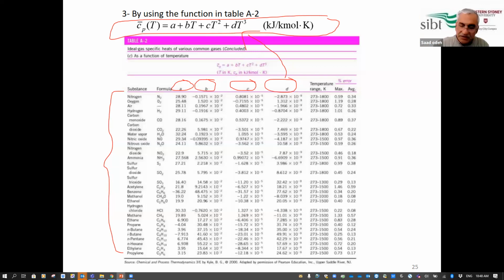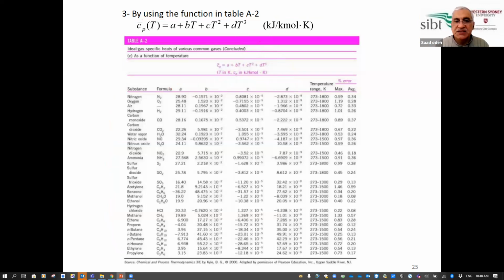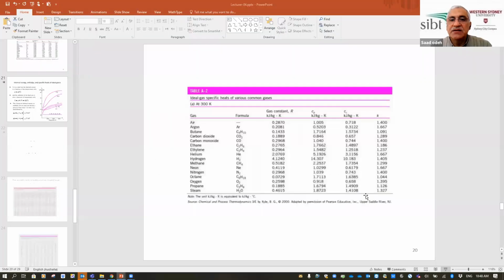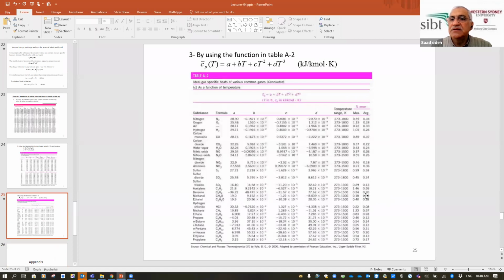Okay, any question before we move on? So this is, in brief, the last topic we didn't finish last week: how to find the value of enthalpy or internal energy using the ideal gas equation rather than going to the tables. Okay, any question? No, sir. Okay, thank you. Right, so now we'll start the new topic.